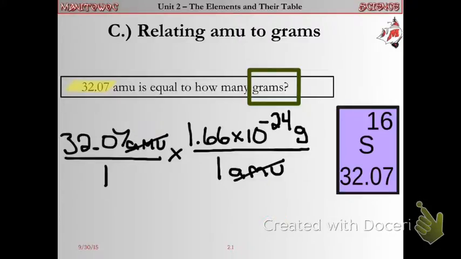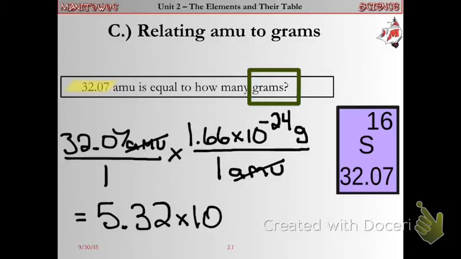So what do we do from this point now? Well, it's just like multiplying fractions. You multiply the numerators, that's the 32.07 times 1.66 e to the negative 24th, and your calculator spits out a number for you. In this case that number is 5.32 times 10 to the negative 23rd, and then we need a unit, right? Because this is science class, and we always have units. Your unit is right there, and that's grams. That's a G. All right, so that's your unit.